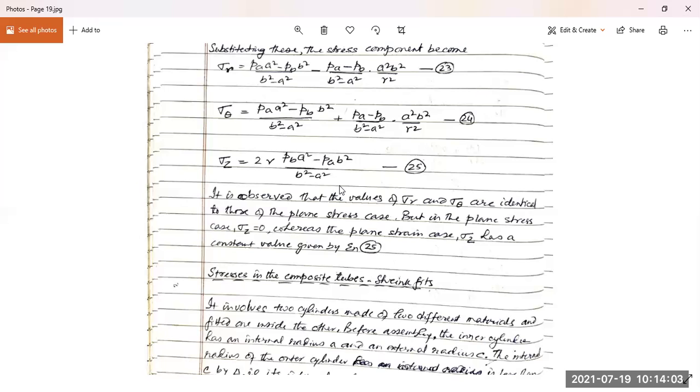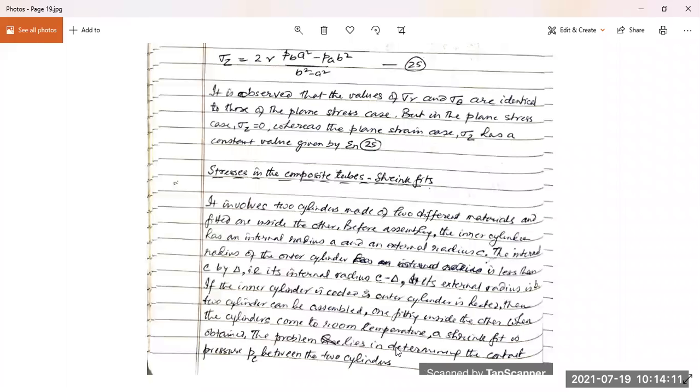Now, let us go to the stresses in composite bar. Next portion of our lecture, our discussion will be the stresses in the composite screw or shrink fits. What we have here? Here you involve two cylinders made of two different materials, or sometimes maybe of the same material, but we get one inside the other. So one cylinder is hollow and one is solid. It may so happen both cylinders are solid or both cylinders are also hollow.